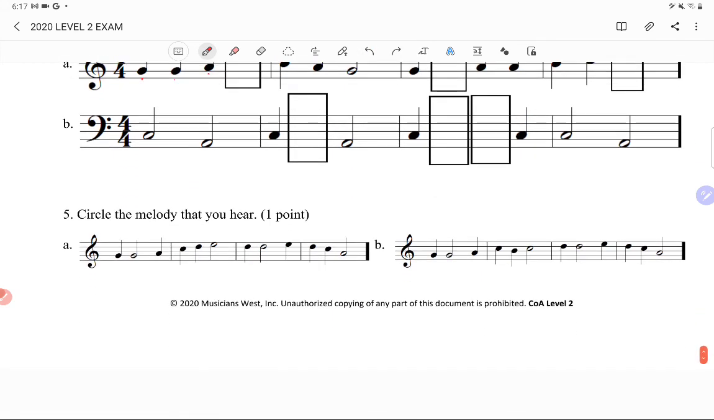Circle the melody that you hear, okay? They're either going to give you this one or this one, and look at the differences. The first one goes G, G, A. This one is G, G, A, and then it goes da, da, da. And this goes ba, da, da, right? So you have to hear those differences and look at the contour, okay? That's it. Hopefully that was helpful.